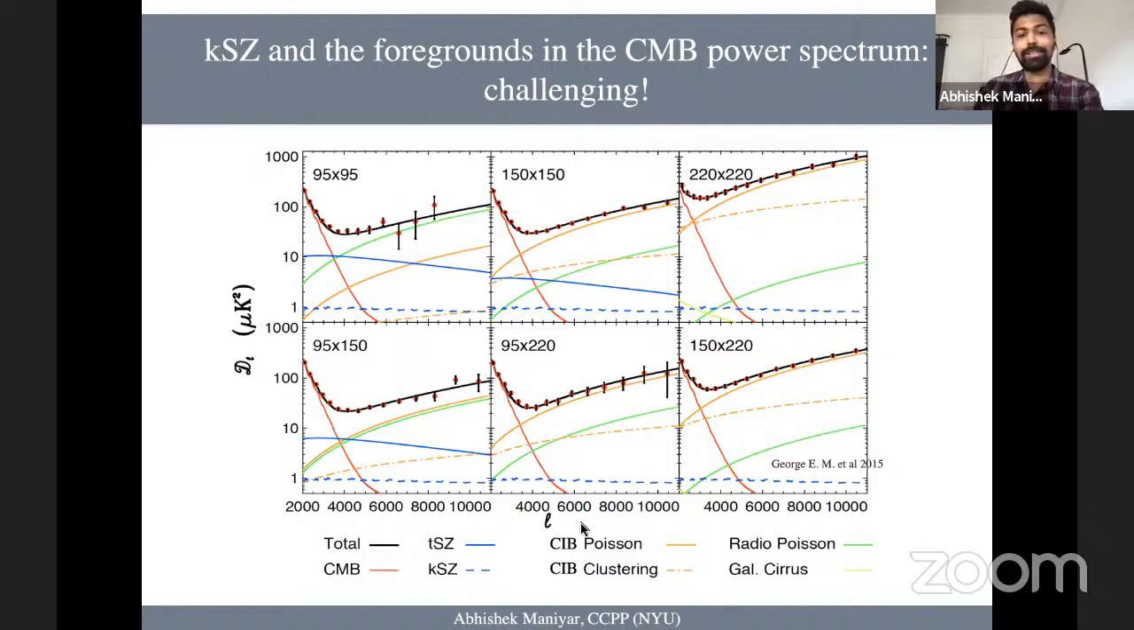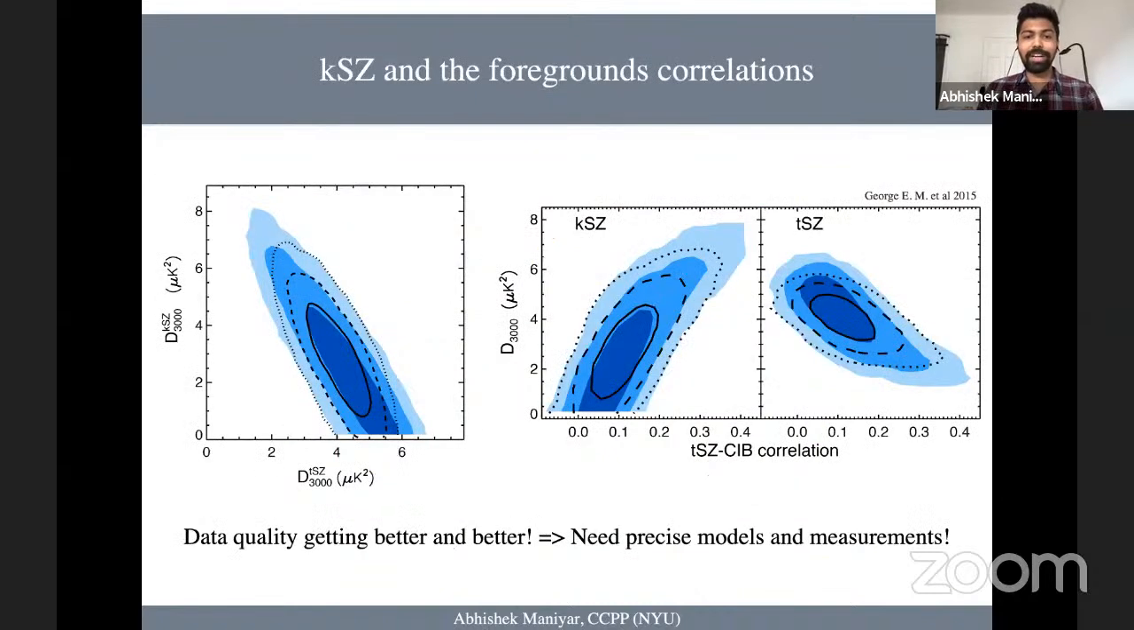For example, the TSZ and CIB are expected to be correlated because they are both tracing the large scale structure to some extent. So as you can see, first of all, the signal we are trying to measure is really small. And on top of that, it's dominated to some extent by the primary CMB, but also by the foregrounds to a large extent. So this is really challenging. And as I mentioned, there are correlations. The CIB and TSZ are expected to be correlated, and in turn, their measurement is correlated with the measurement of the KSZ in the CMB data. Similarly, the measurement of the TSZ itself is as a result correlated with the measurement of the KSZ.